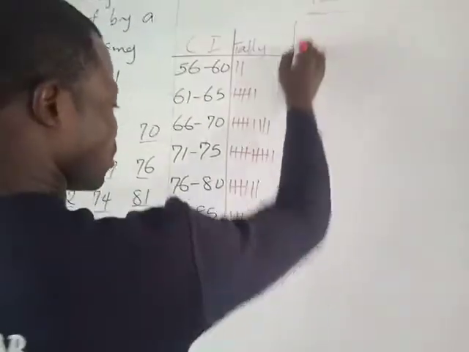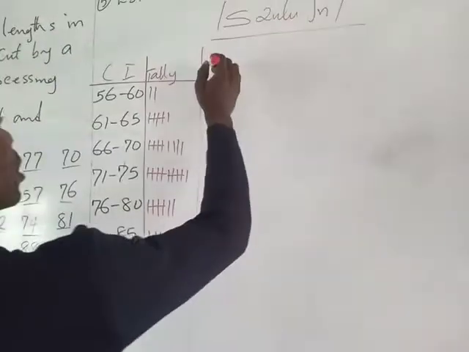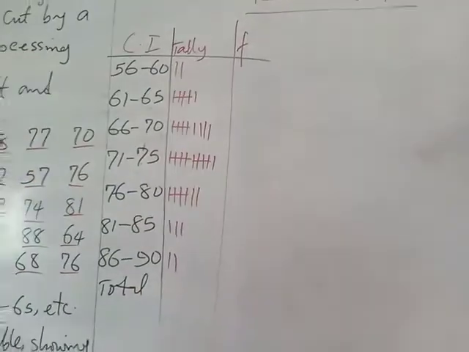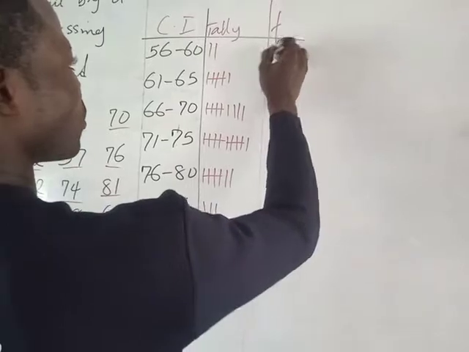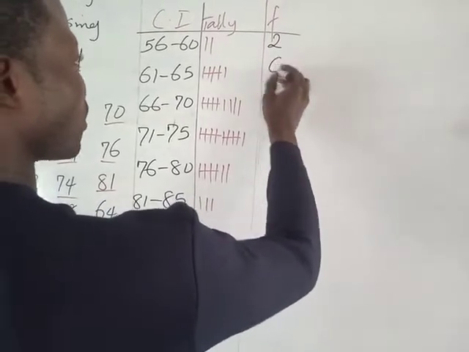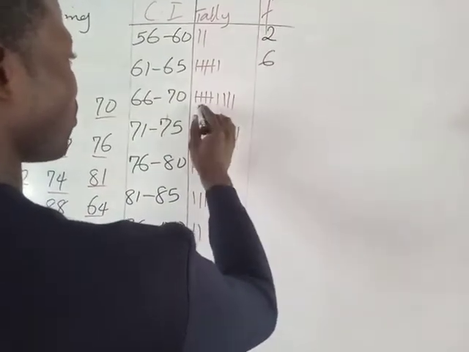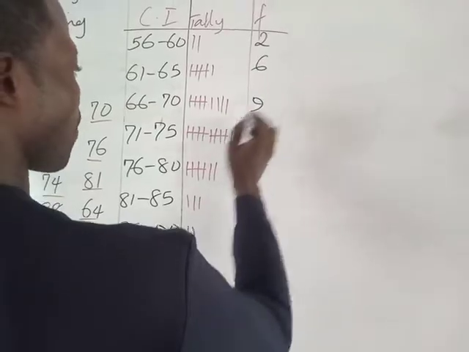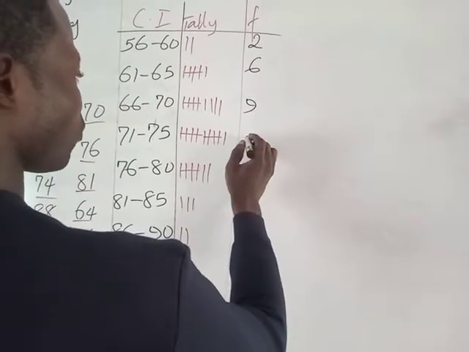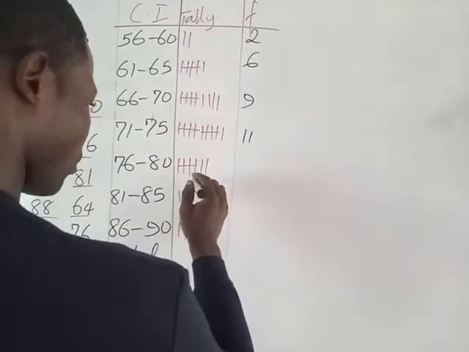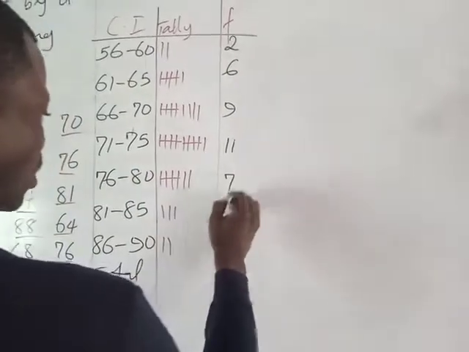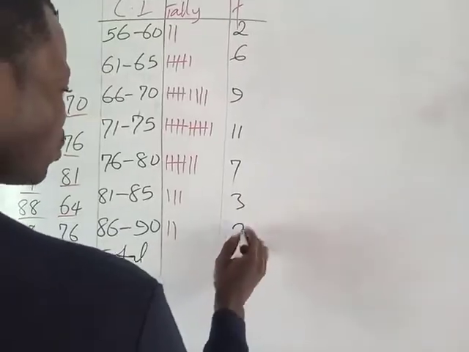So let's now look at the tally. We now have our frequency. So for the frequency, let's count. So we have 2. Here we have 6. Here we have 5 plus 4, making 9. Here will be 10, making 11. Here will be 7. Here will be 3. Here will be 2. Okay.